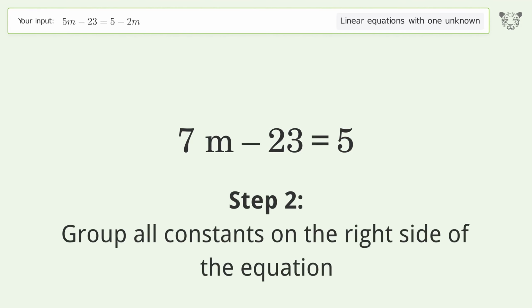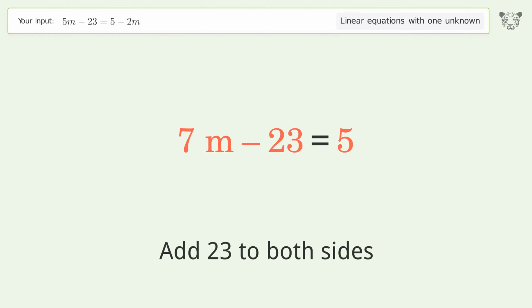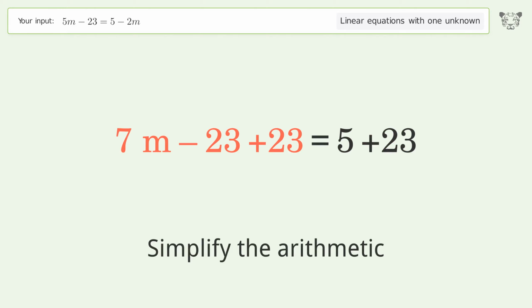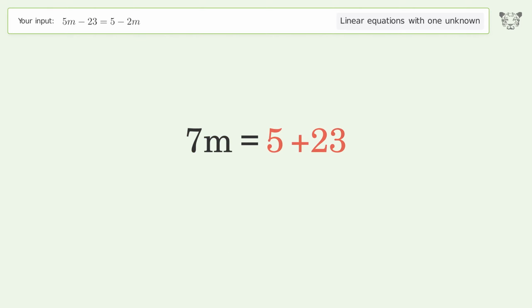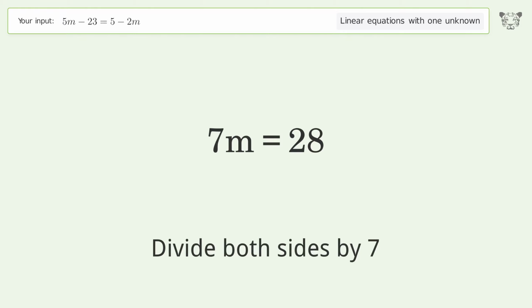Group all constants on the right side of the equation. Add 23 to both sides. Simplify the arithmetic. Isolate the m. Divide both sides by 7.